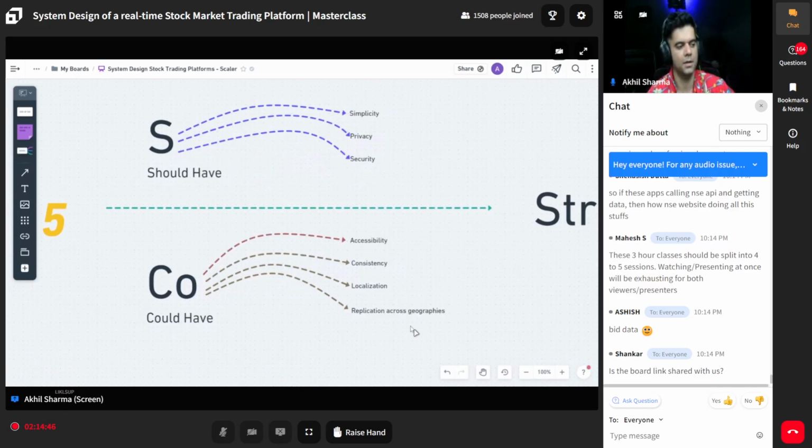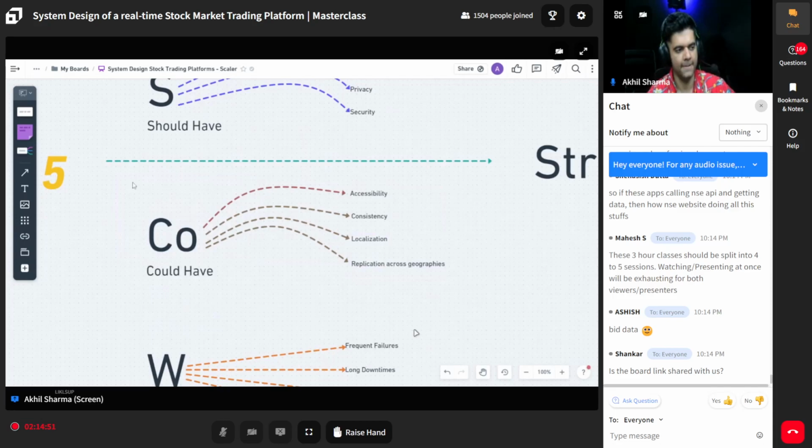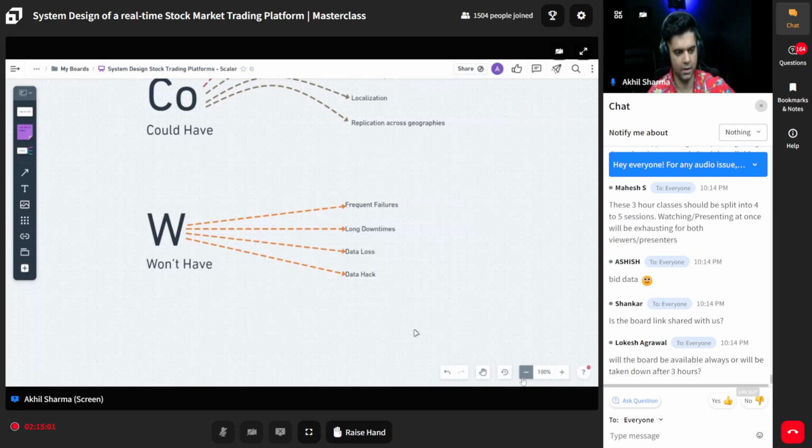Now I start below this dotted line, where everything is low priority. Could have: accessibility, consistency, localization, and replication across geographies. Won't have: long downtimes, data loss, and data hacks. So that's my MoSCoW exercise that I do in the real world.